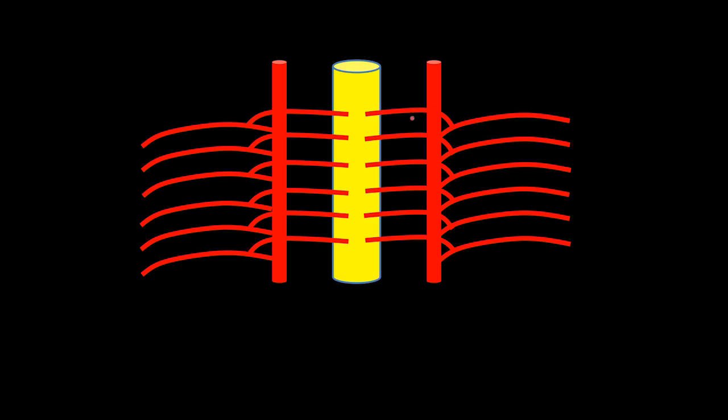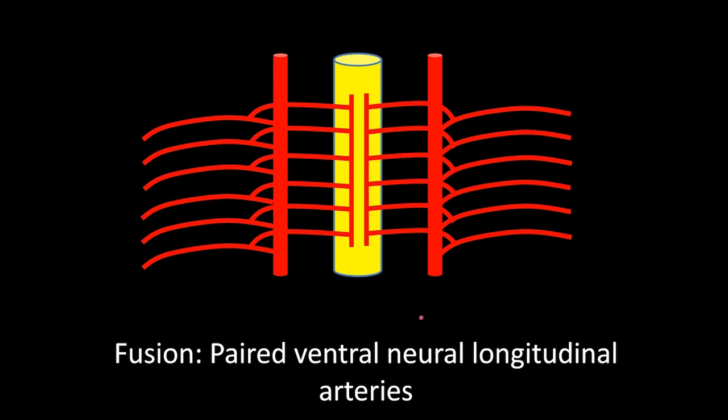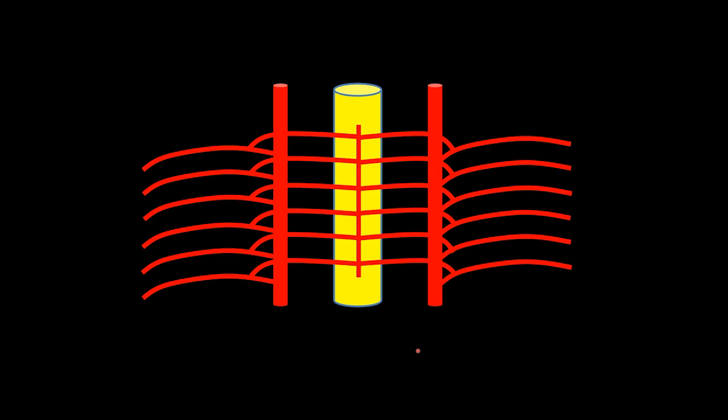So once the paired segmental arteries form, the next step is that at each segment, ascending and descending vessels form from each side. After this, these ascending and descending segments fuse, forming what we call paired ventral neural longitudinal arteries that run along the anterior spinal axis. The next step after this is a fusion at midline with regression of some metameric arteries.